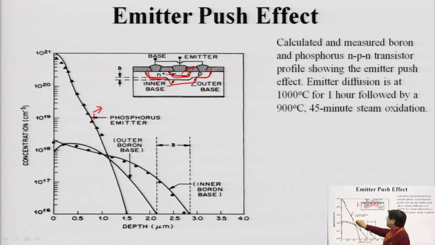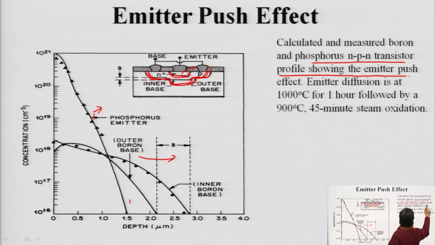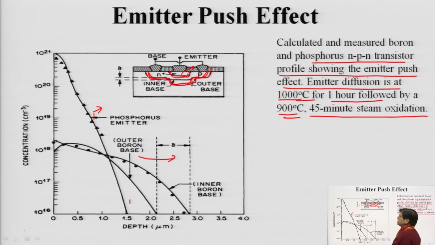there is a sudden increase in the diffusion profile, and this sudden increase will also affect boron, so the boron diffusion profile will also get affected, and further it will create a modification in the base region. Since the emitter is pushing, because of the pushing of the emitter, we call it the emitter push effect. So, this is the calculated and measured boron and phosphorus in the case of my NPN transistor, and this is showing you the emitter push effect at 1000 degree centigrade for 1 hour, followed by 900 degree centigrade 45-minute steam oxidation.